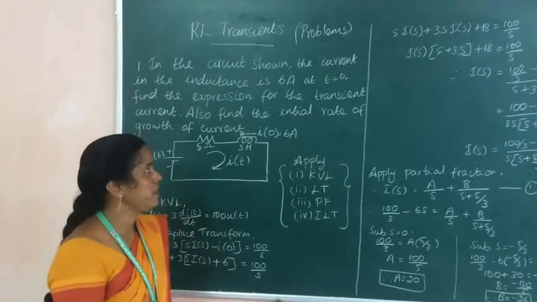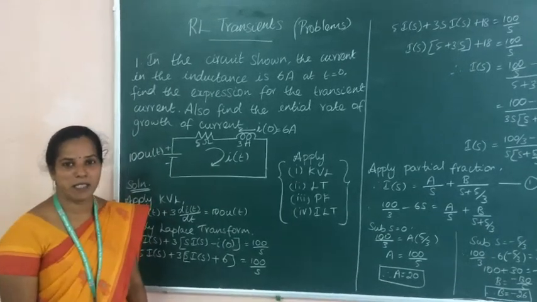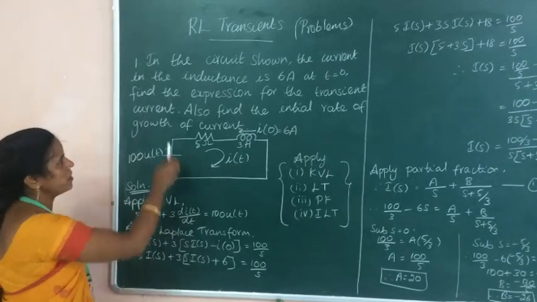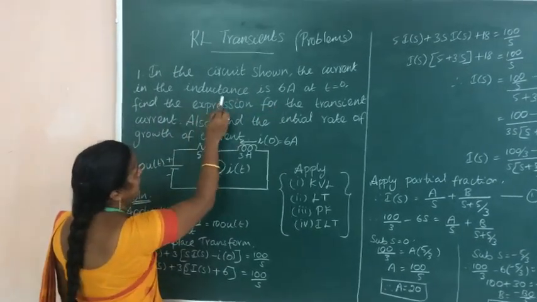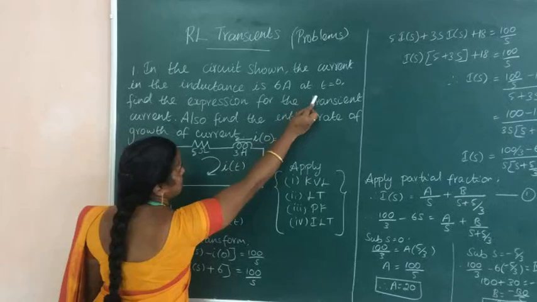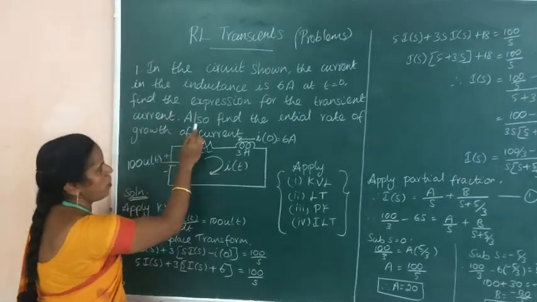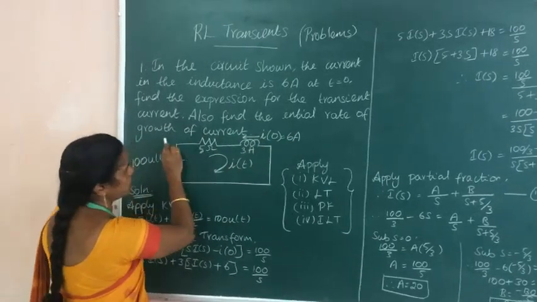Dear students, in this video we are going to see a few problems in RL transients. The first problem given is: in the circuit shown, the current in the inductance is 6 ampere at time t is equal to 0. Find the expression for transient current. Also find the initial rate of growth of current.